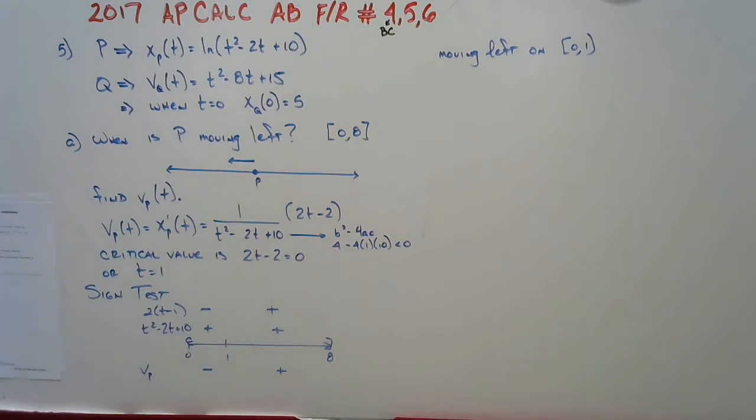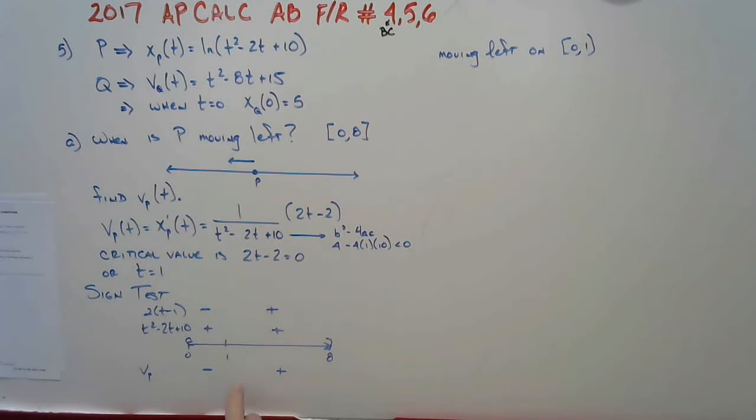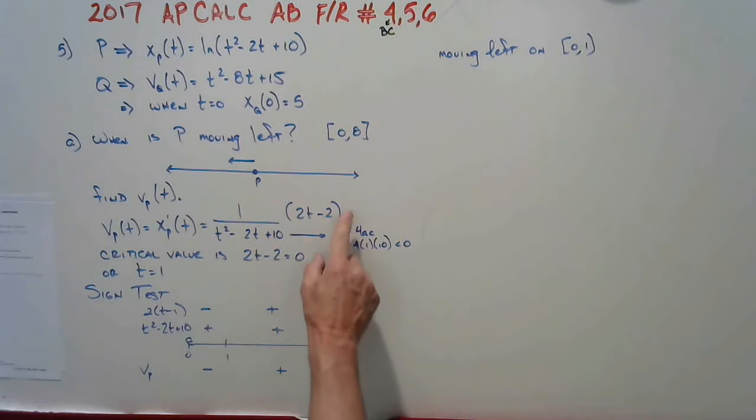Now, is it moving left at time 0? We need to find out, right? Notice I made it closed because I already did the math in my head. If I put 0 in here, what happens? This is my velocity function.